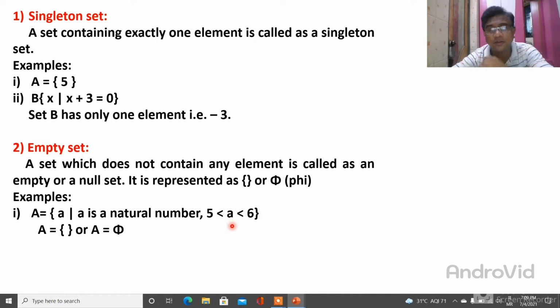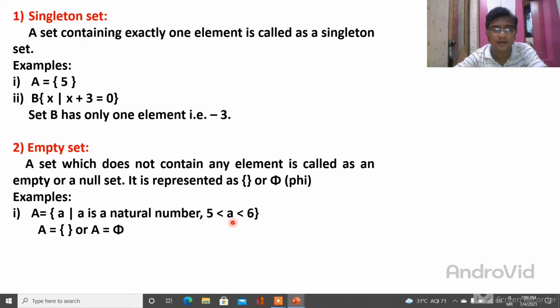Is it possible? No. They say a is greater than 5 and a is smaller than 6. Is there such a number in the natural numbers? No. In natural numbers there is 5, 6, 7, increasing in such a way. And a is greater than 5, so you are getting 6. But this 6 is not smaller than 6. Is it possible? No. So there is no element in this set.